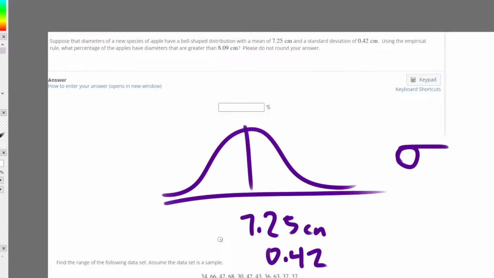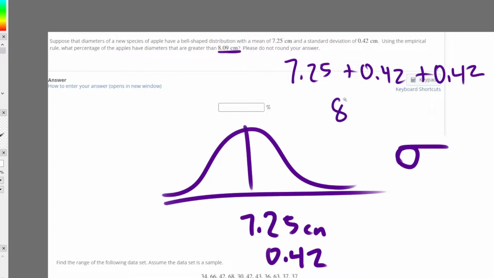So when it says using the empirical rule, we can probably assume that this data point is a nice amount of standard deviations. It's not going to be like a percentage. So 7.25, if you add 0.42 to it twice, you should get 8.09. So 2 standard deviations away from the mean is our 8.09. And we want to find the percentage that has greater than this one.